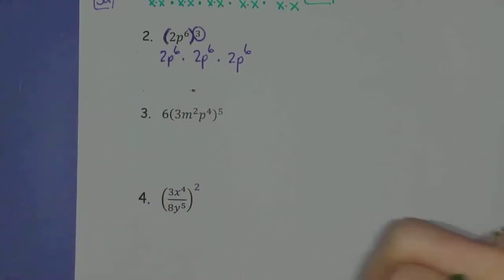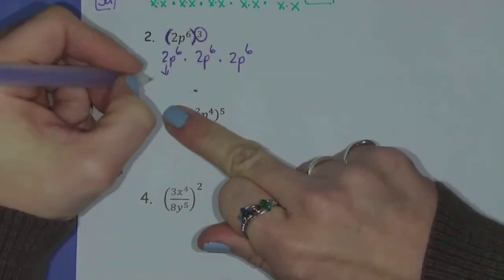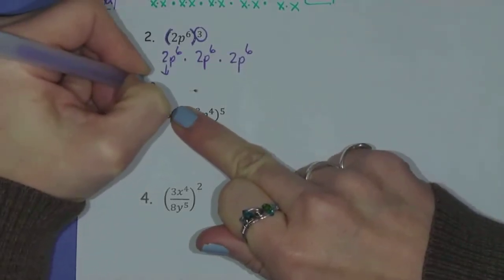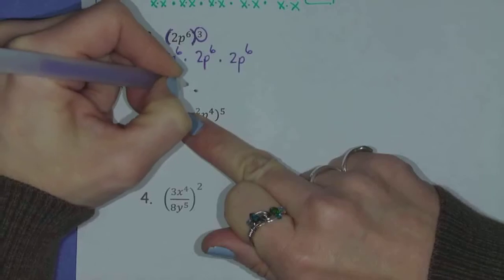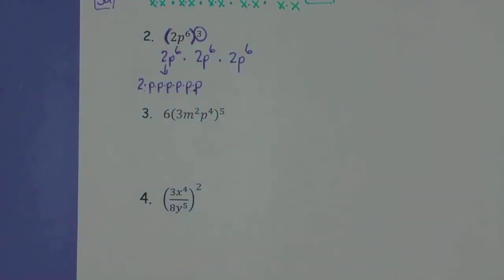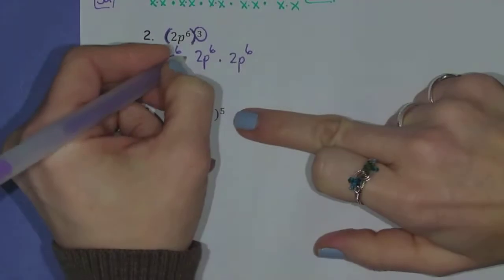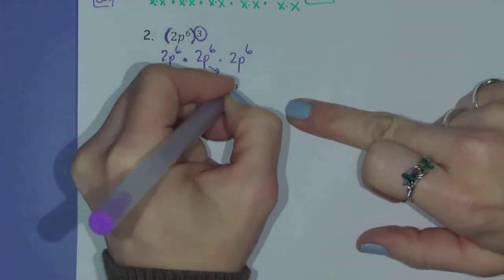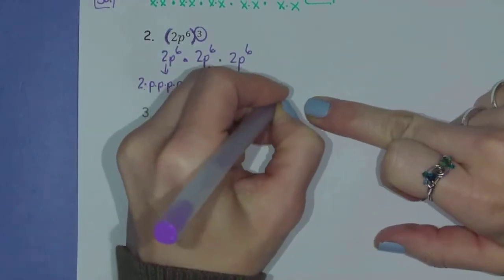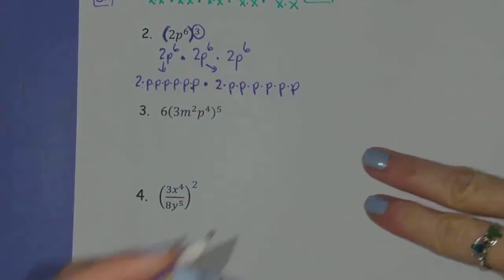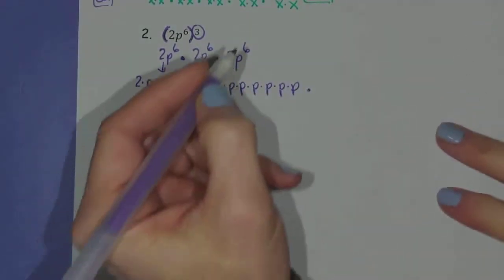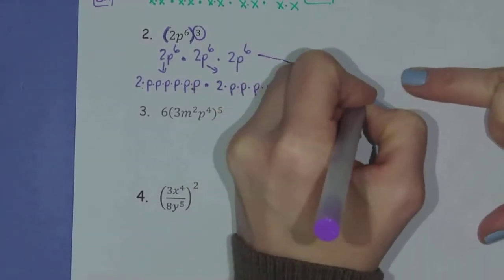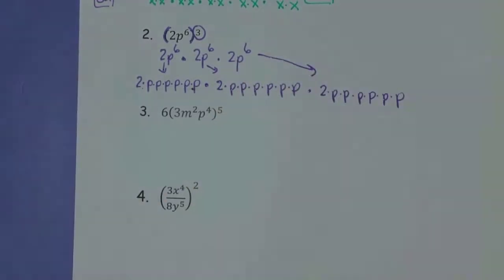So let's break these down. This one is going to be a 2 with 6 different p's attached. So I'm going to write them out. 1, 2, 3, 4, 5, 6. That's 2p to the 6th times, now I'm going to do it again, 2 and then 1, 2, 3, 4, 5, 6, times, and here comes the third one, 2 and 1, 2, 3, 4, 5, 6.